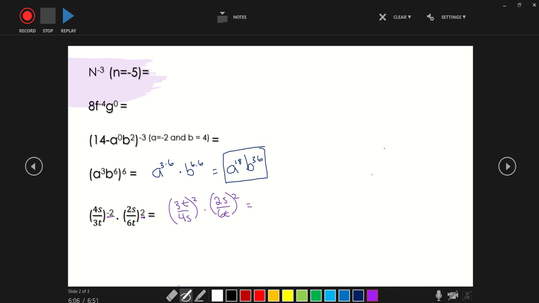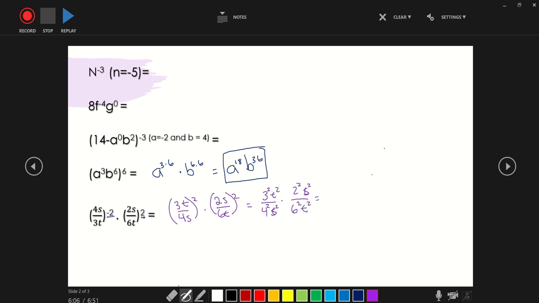Now we need to solve this out. When we solve this out, it's the same principle as up here, where 3 is squared and t is squared, and 4 is squared and s is squared, and 2 is squared, s is squared, 6 is squared, t is squared. So we need to square all of it. So it becomes really 3 squared, t squared over 4 squared, s squared times 2 squared s squared and 6 squared t squared.